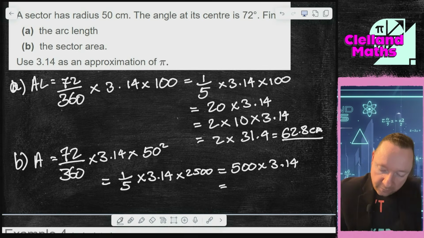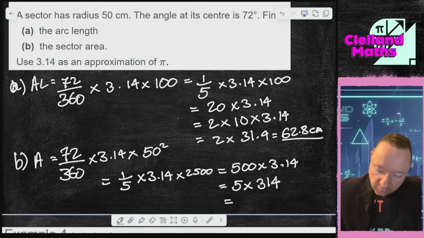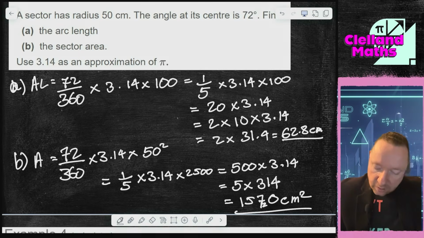We can split that up into 5 times 100, so 5 times 100 lots of that is 314. 5 times 314, well, 5 4s is 20, 5 1s is 5, 6, 7, and 5 3s is 15. So we get 1570 centimetres squared, and we're done there.